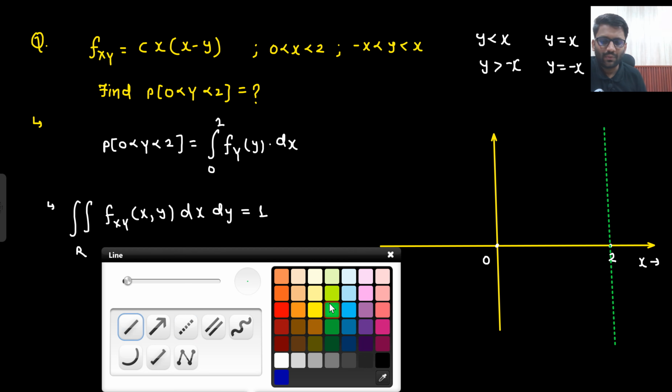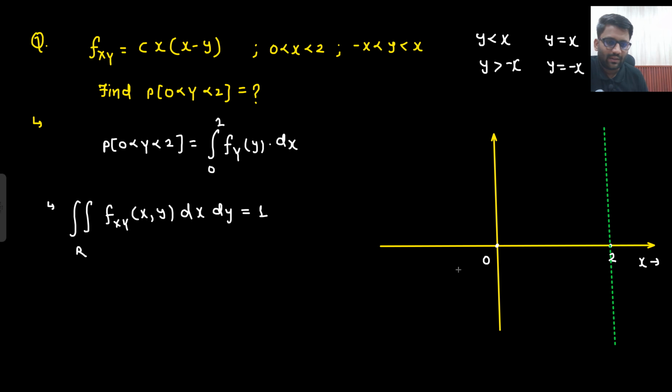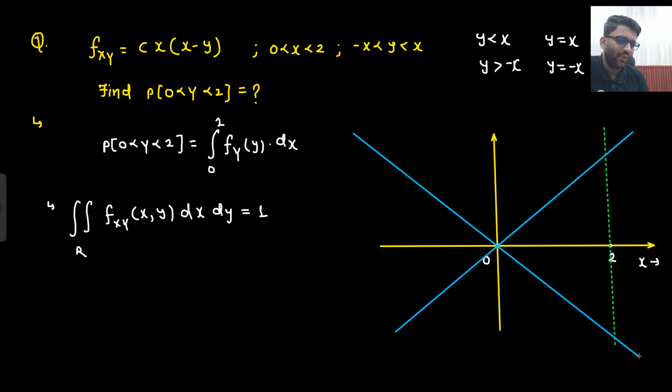So you need to draw y equals x and y equals minus x, because 2 inequalities are there, y less than x and y greater than minus x. So this line is y equals x and this line is y equals minus x.